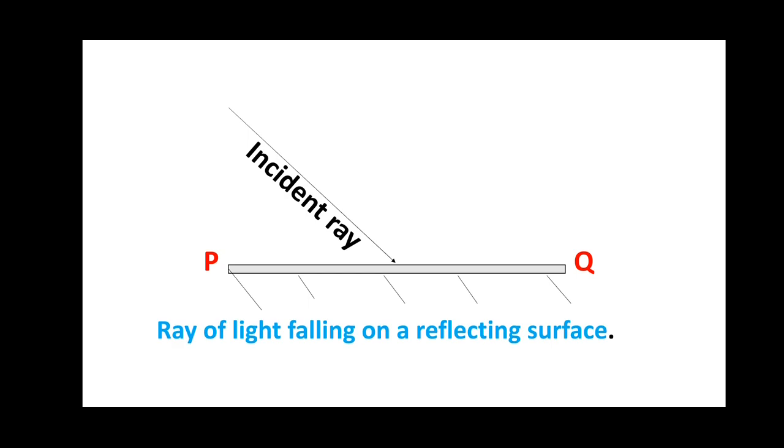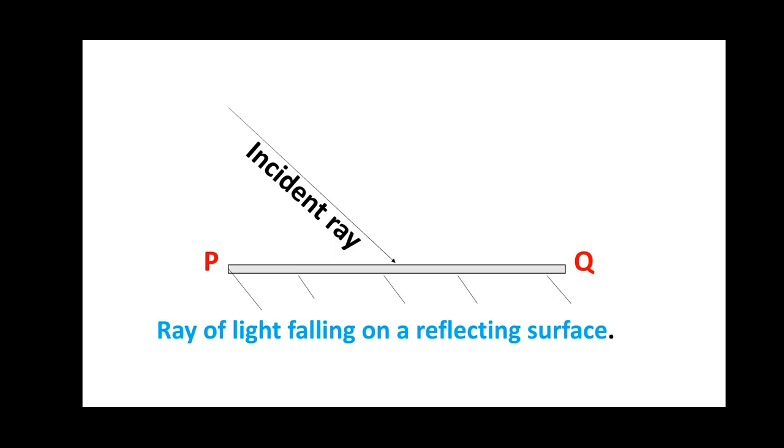This is a mirror. Let us name it as PQ. This line shows the light from the sun or bulb falling on the mirror. We will call this line the incident ray. So, an incident ray can be defined as the ray of light falling on a reflecting surface. Here, the mirror is a reflecting surface, whereas a wall is not a reflecting surface. A wall is an absorbing surface.